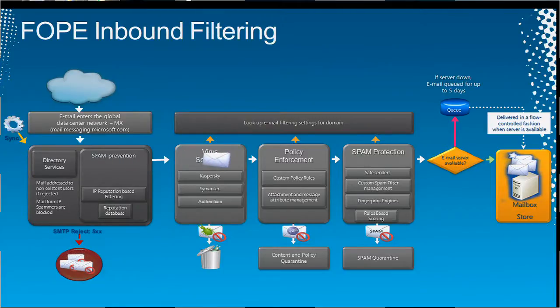The next level of scanning. So if we pass edge blocking, we know that the email is not from a known IP spammer, and it is intended for somebody in the organization. That is where we do the virus scanning. Virus scanning is the second layer of defense.